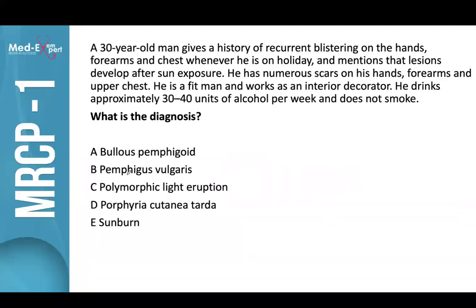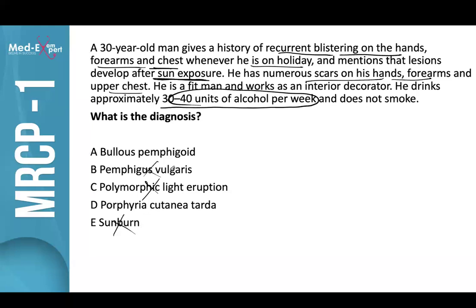Next question. A 30-year-old man gives a history of recurrent blistering of hands, forearms and chest whenever he is on holiday, during sun exposure. There are numerous scars in the same area. He is a fit man working as an interior decorator. He drinks 30 to 40 units of alcohol per week. You all know what the diagnosis is. We have discussed. Definitely, it's not light eruption or sunburn. None of them will produce scars.